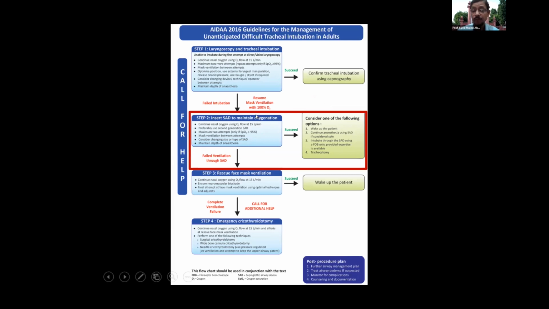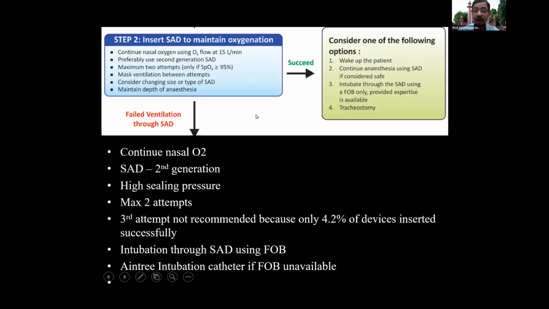when you fail in doing that, you need to maintain the patient's oxygenation and you continue nasal oxygenation of 15 liters per minute. And in the second step, you go for oxygenation and insertion of a supraglottic airway device. Now, preferably the second generation supraglottic airway device, because they have a lot of advantages, especially they have a very good sealing pressure. At the same time, you can aspirate the gastric content. So this is why second generation is always preferable, but the ISA recommends only 2 attempts, provided the patient can be maintained at an oxygen saturation of more than 95%.